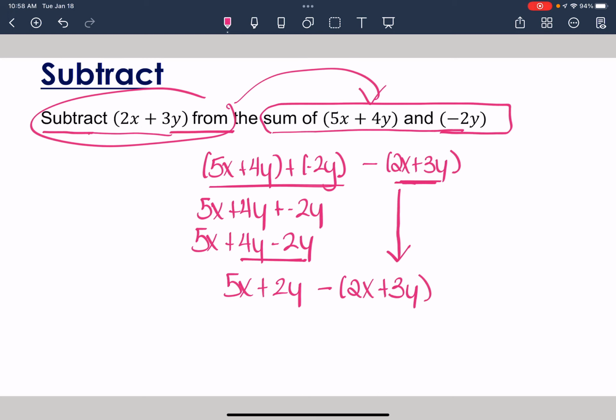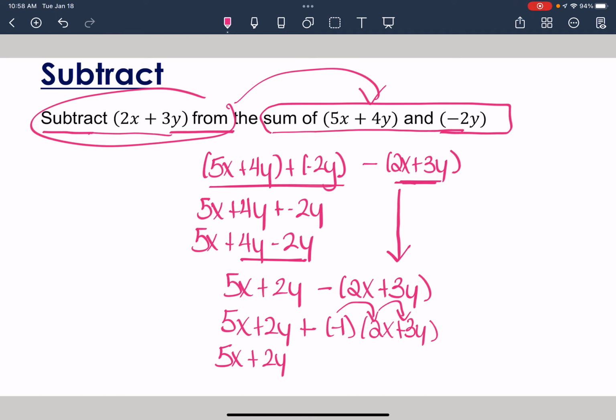So now this 2x plus 3y is being subtracted from that. So remember, whenever subtracting in class, we said subtracting is like adding the opposite. So what we do is we say this is 5x plus 2y plus, it's like there's a negative 1 times 2x plus 3y. So what we need to do now is distribute that negative 1 to everything on the inside. So what that does is it switches everything to the opposite sign. So we have 5x plus 2y minus 2x minus 3y.